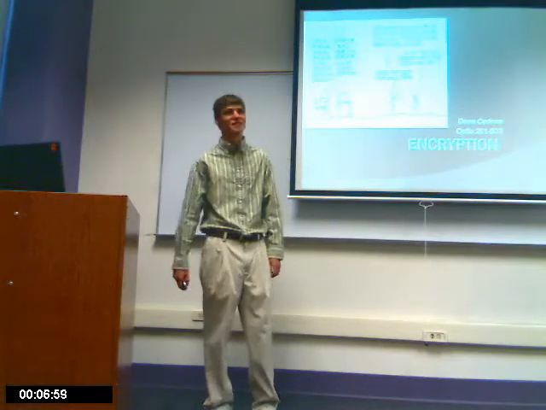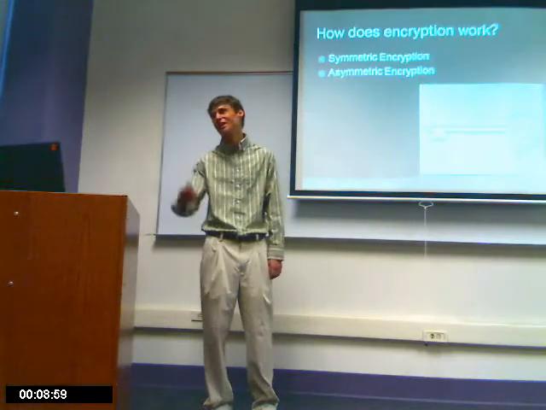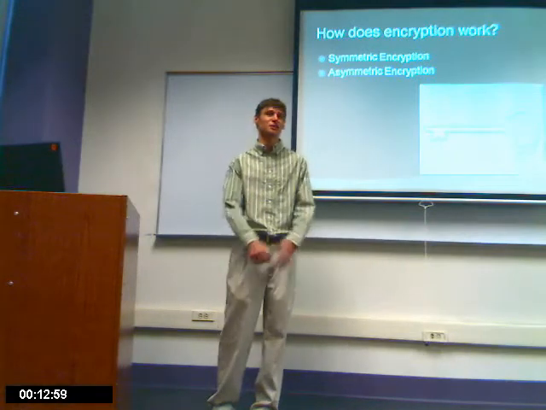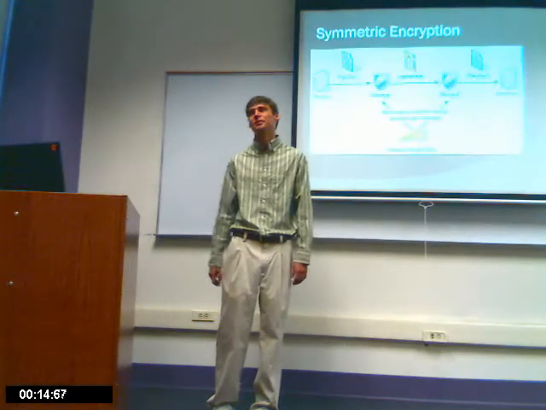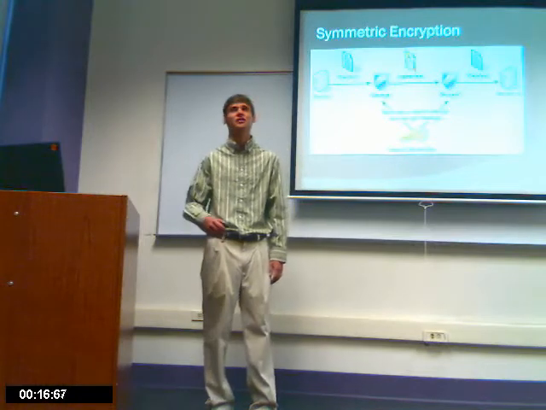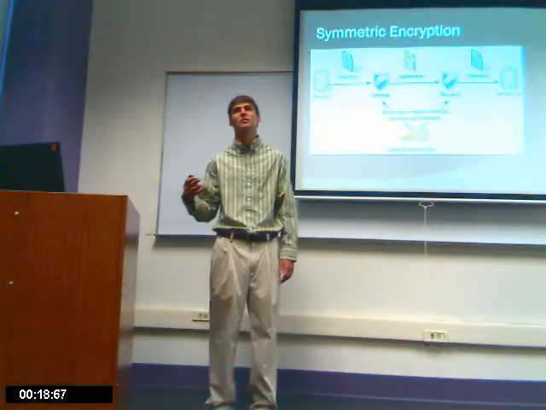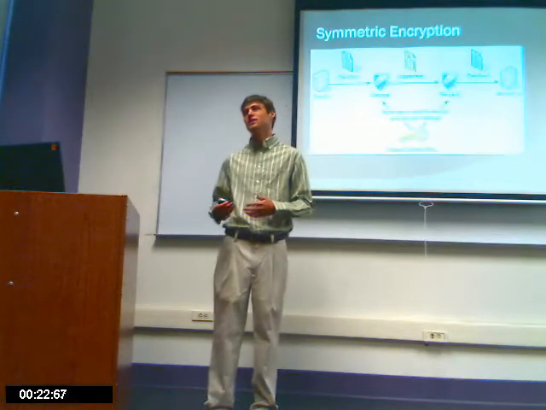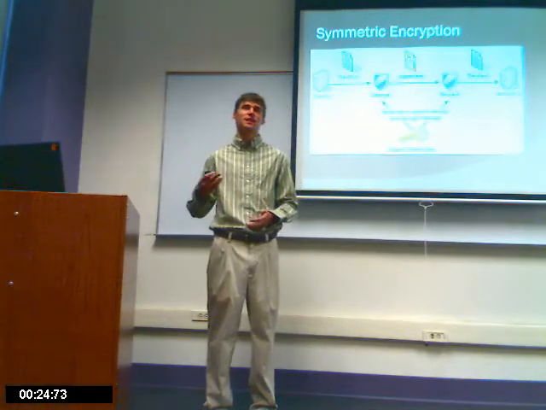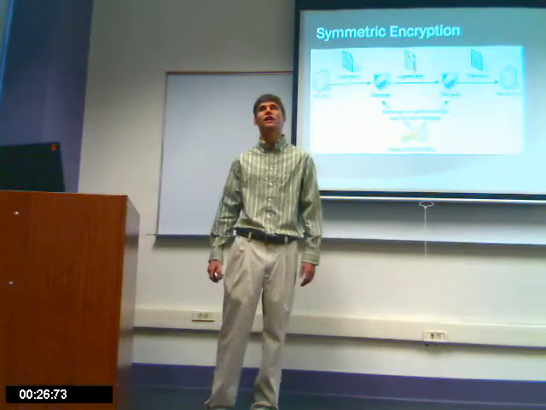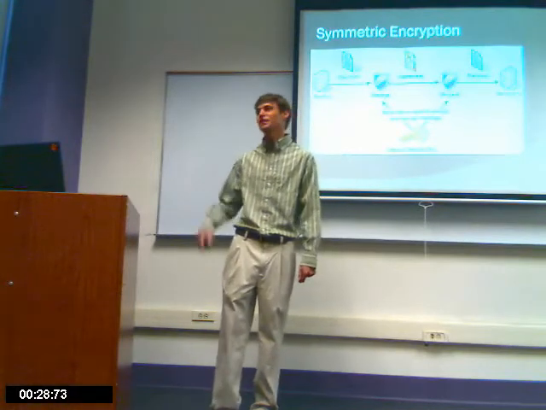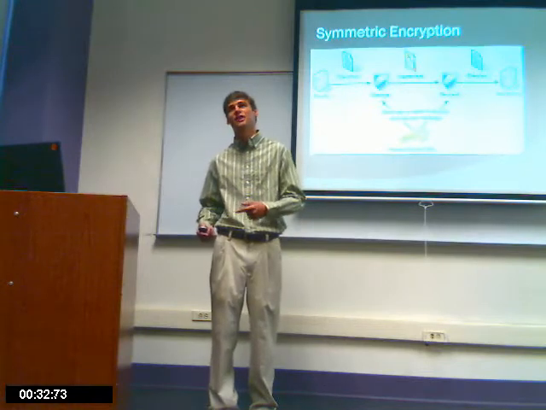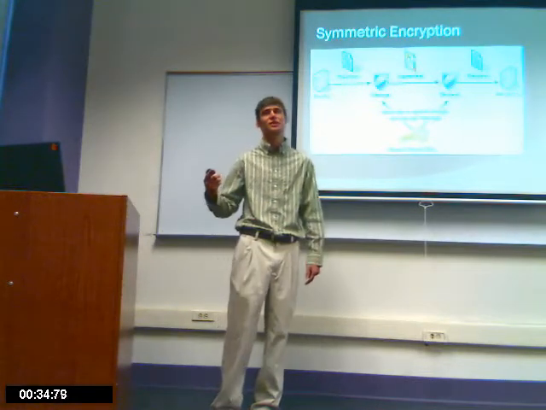I'm going to be presenting today on encryption. There are two main types of encryption, symmetric and asymmetric. Symmetric is where the sender and the receiver have the same key to encrypt and decrypt the information. The sender will send plain text, data, image, things like that, encrypt it using this key, and send it over as ciphertext to the receiver, where the receiver then uses the same key to decrypt the information.